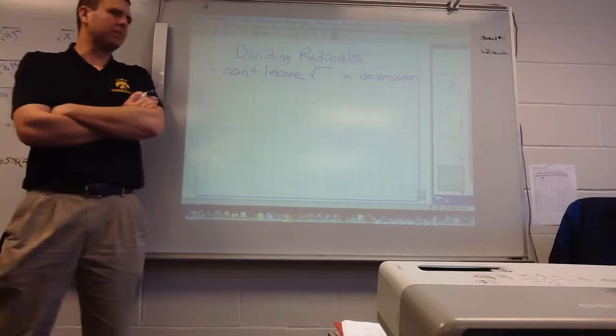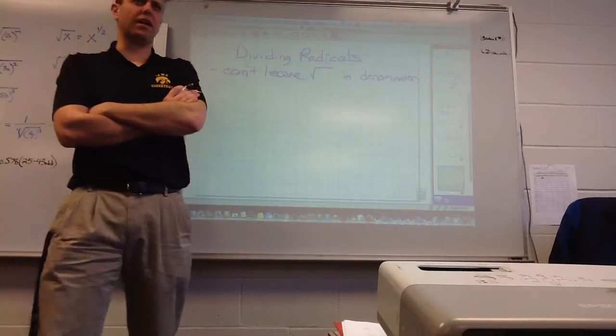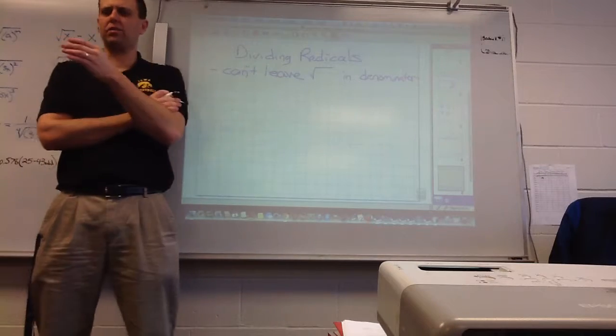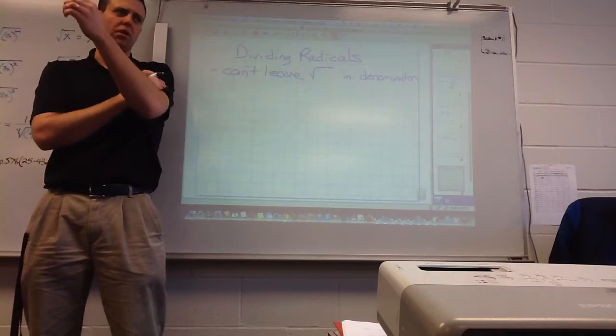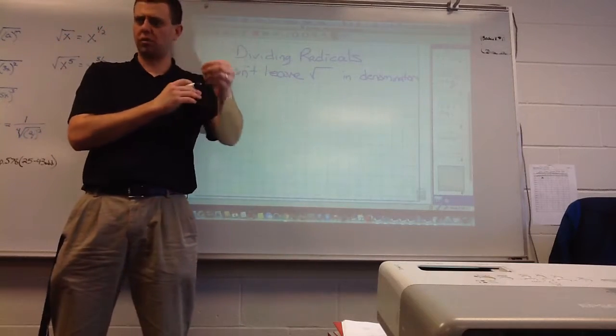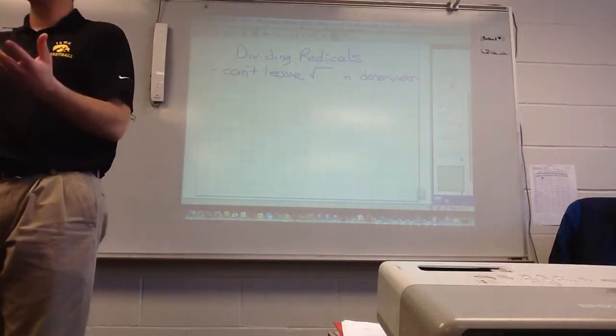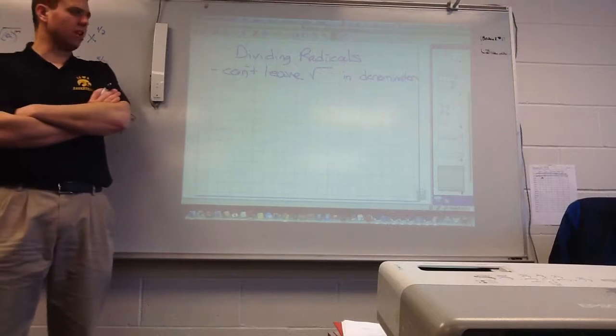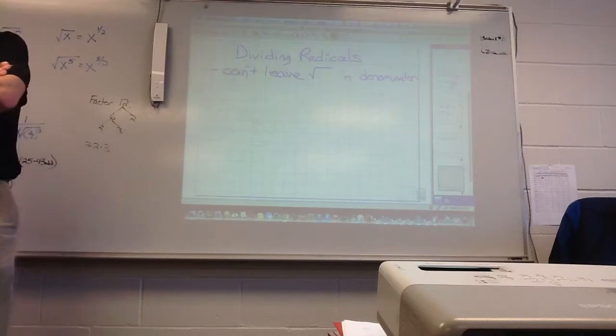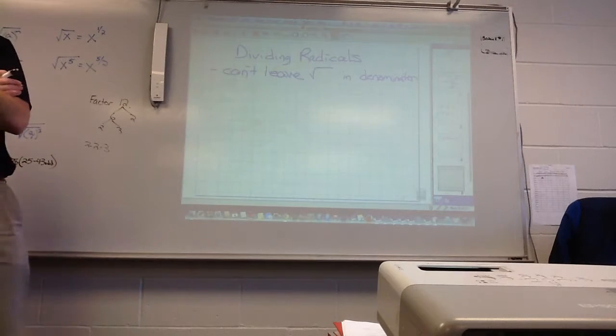Okay, it's kind of like we always write polynomials from highest power down to lowest power. We go, x to the third minus 4x squared plus 7x minus 3. It looks better. Okay, so we just kind of do it that way. It's the same thing with radical symbols. We never leave a radical symbol in the denominator.